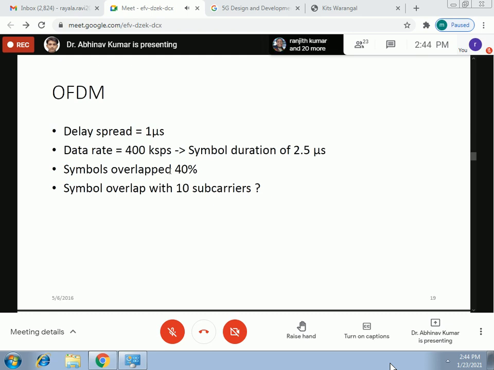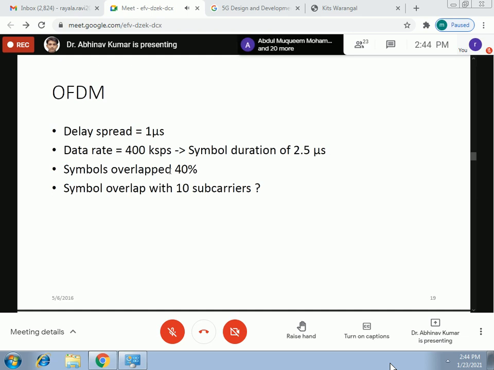Now this time spread, delay spread, let's say, is 1 microsecond. And if I have a data rate of 400 kilosymbols per second for a single carrier system, then the symbol duration turns out to be 2.5 microseconds, essentially 1 upon 400 kilosymbols per second, right? That will give us 2.5 microseconds.